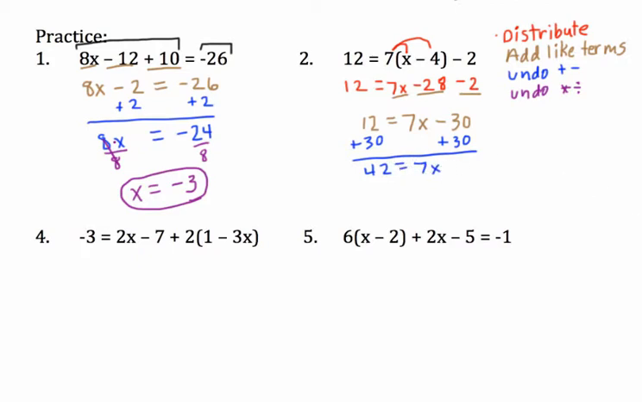And our last step is to undo what's been done to the x. We want to undo timesing by 7. So we'll divide both sides by 7. x equals 6.